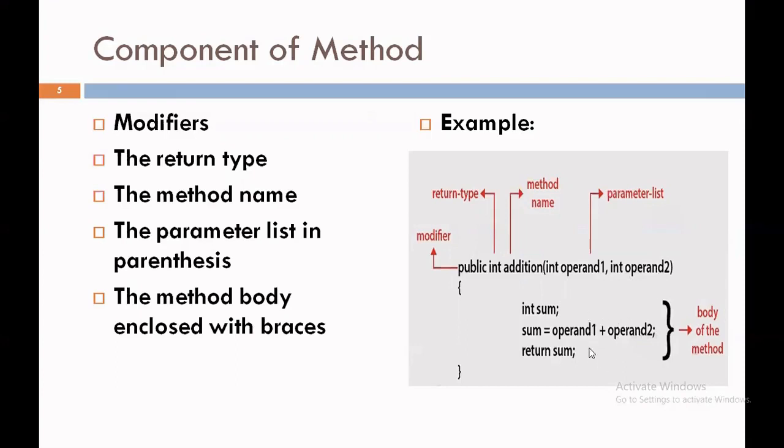And this is the method body which performs the addition of two variables, like sum equal to operand 1 plus operand 2. And the method returns the result of the sum. So this is an example of a method in Java.